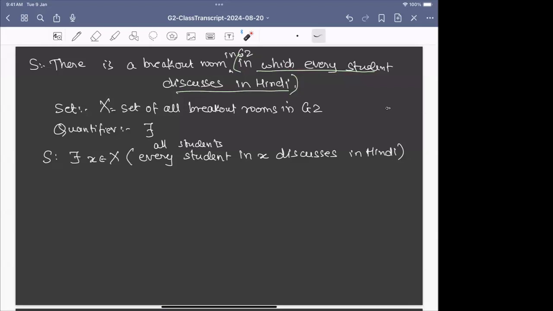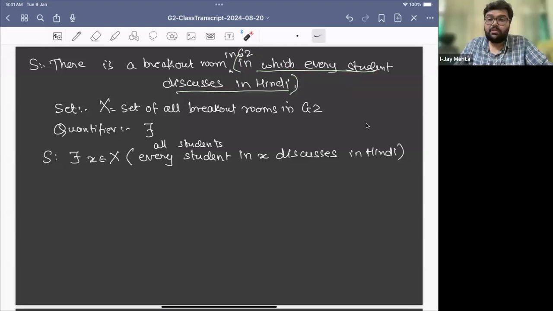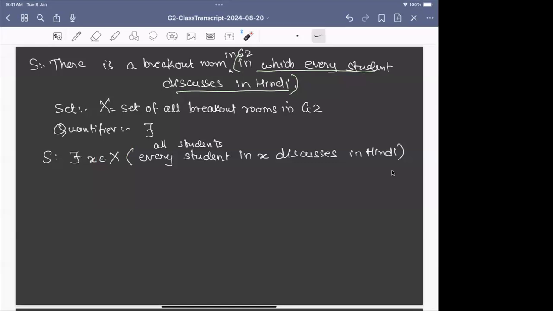Yes sir. Okay. So there is a breakout room in which the number of people is 8. There is a breakout room in which the number of people is 7. All this is property. We are talking about breakout rooms. So this set will be a set of breakout rooms. Do you follow now, Sakshi? Yes sir.